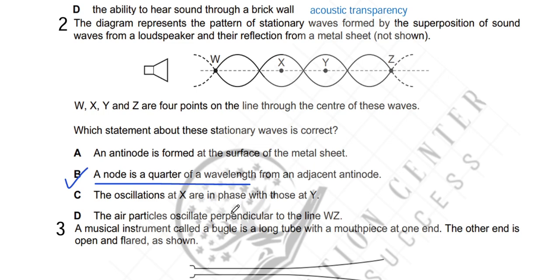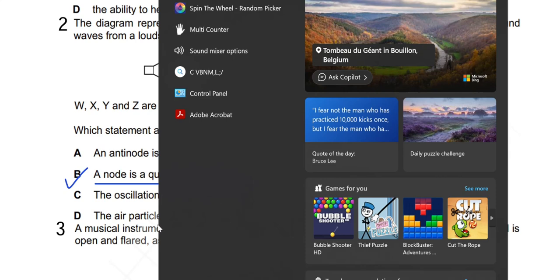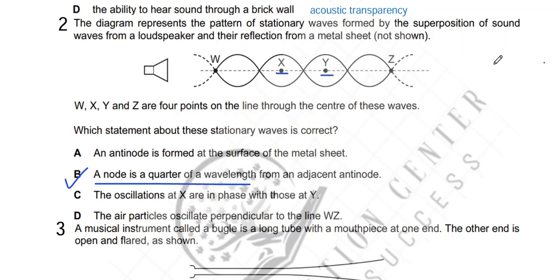The oscillations at X are in phase at those Y. Obviously, you can see there are different points and they are not in phase. The air particles oscillate perpendicular. Obviously, they do not oscillate perpendicular. They oscillate parallel to the wave direction.